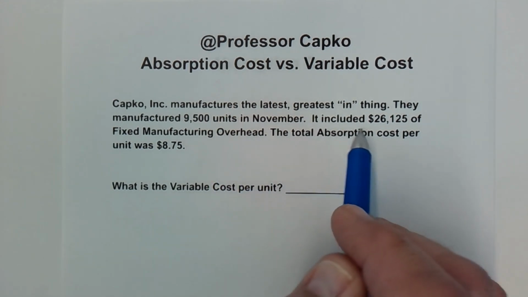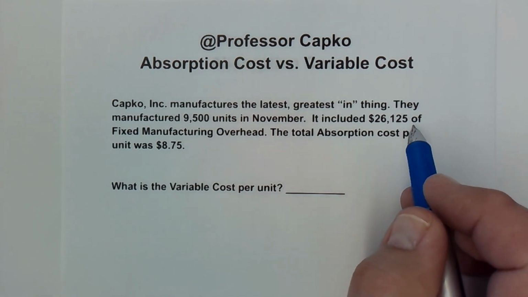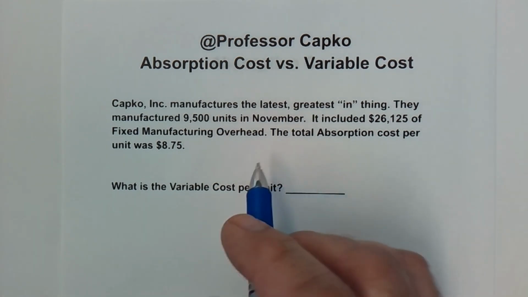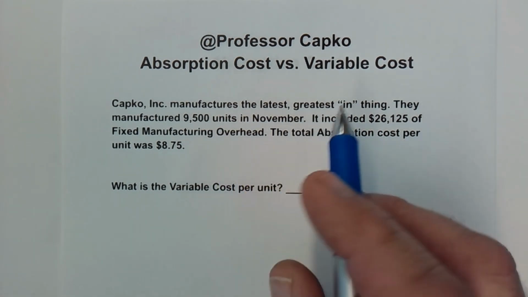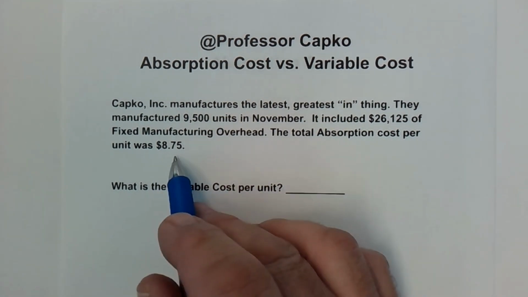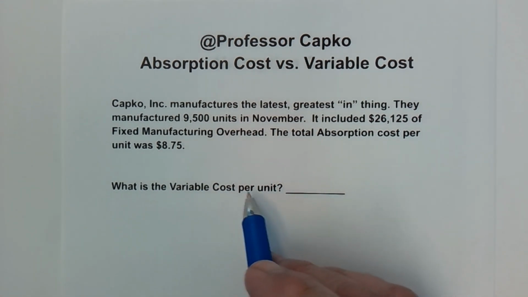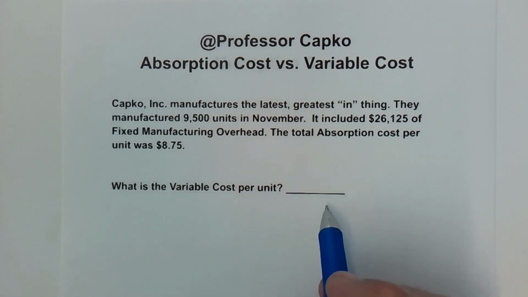Now what we're looking at is included in that cost: $26,125 of fixed manufacturing overhead. The total absorption cost per unit is $8.75. And the question's asking, what is the variable cost per unit?